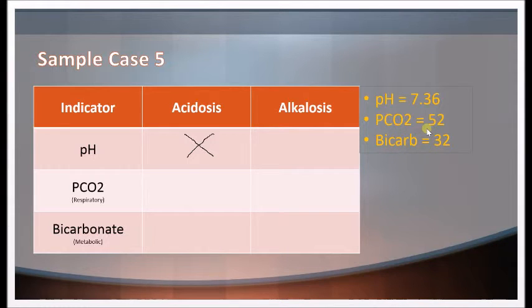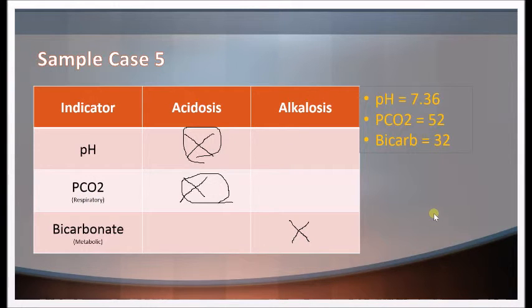Now we look at the PCO2. 52 is greater than 35 to 45, so it is acidotic. And the bicarbonate, we look at it, and the bicarb is 32, which is greater than 22 to 28, right? Our ranges. So because bicarb is higher, that means it's more alkalotic. Now we compare which one of these two match our pH, and obviously it's the respiratory one, right? So we can say it's a respiratory acidosis.